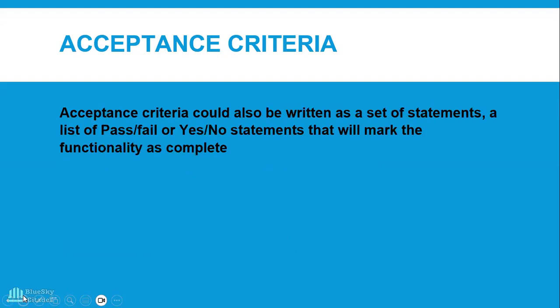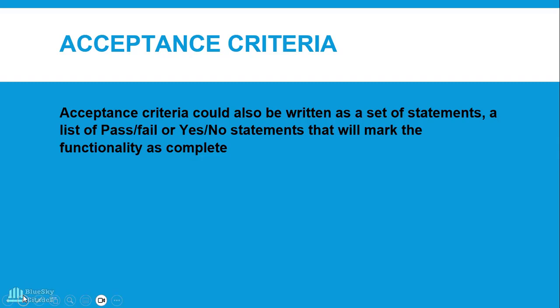Okay? Now, you can use that format or you can write your acceptance criteria as a set of statements. Like a checklist even. Imagine an electrician going and doing checks in the house, when you switch on the lights. So just imagine that the user story was installation of light bulbs in the house. The acceptance criteria can just be a set of lists.